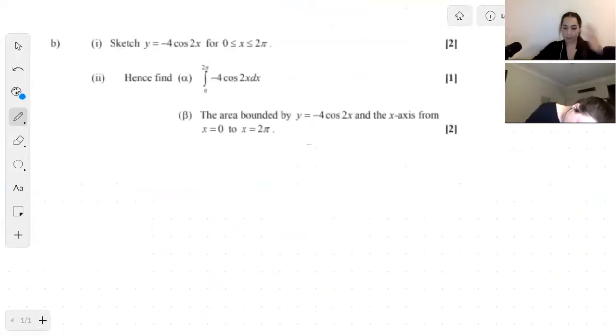It always comes back to rereading the question before you move on to the next one. Just have a quick read, make sure you've answered every part of it.